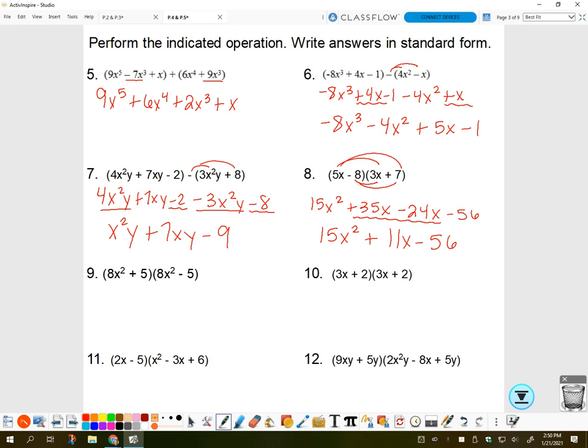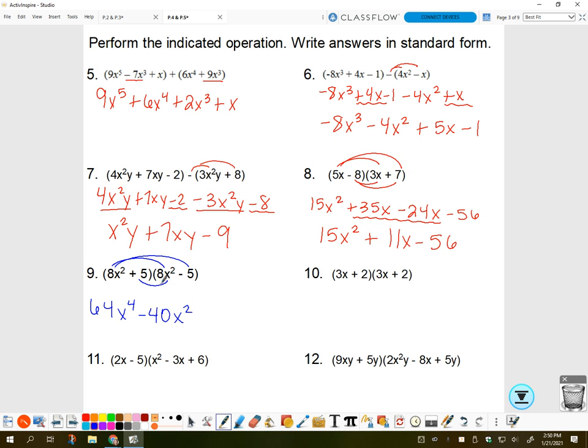All right, so number 9 works a lot like number 8. You're just going to distribute. I'm going to change my color so we don't get too overwhelmed. Things start running together. So we get 8x squared times 8x squared. So 8 times 8 is 64. X squared times x squared, add those exponents, you get x to the 4th. Then you do 8x squared times negative 5. That gives us negative 40x squared.